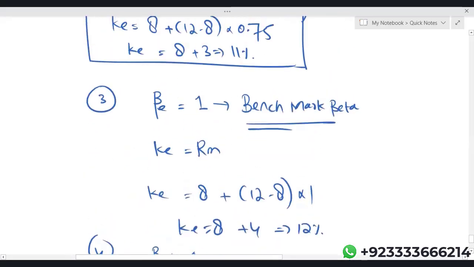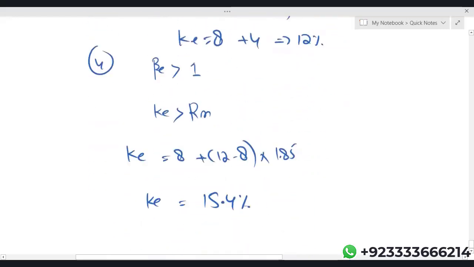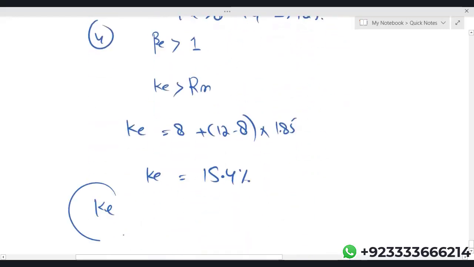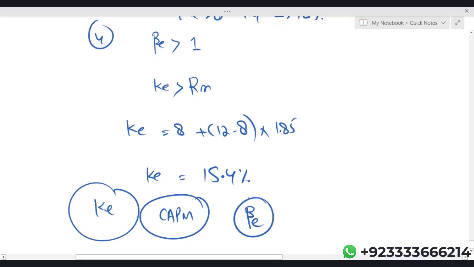Logically, what is going to be a K from CAPM? Actually, it depends on equity beta. When your equity beta was 0, KE was equal to RF. When your equity beta is less than 1, we said your investment is less risky than the market, so you will be demanding a return less than the market. When your equity beta is equal to 1, it's a benchmark beta. And in benchmark beta, actually what happens? You will demand the same return which is in the market.